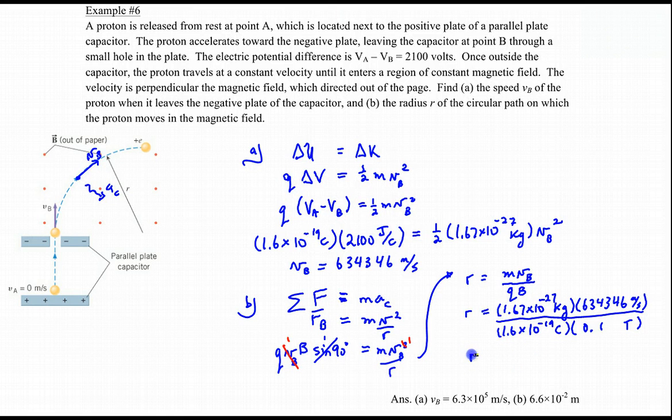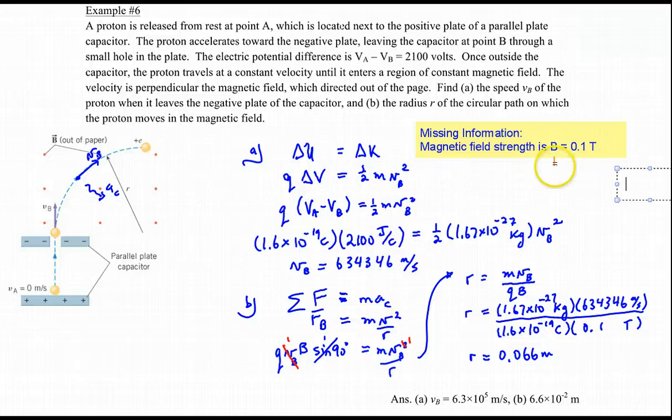And so our final answer, r, is equal to 0.066 meters as shown below. And that's it for this example. And I'll just add in this little note here.